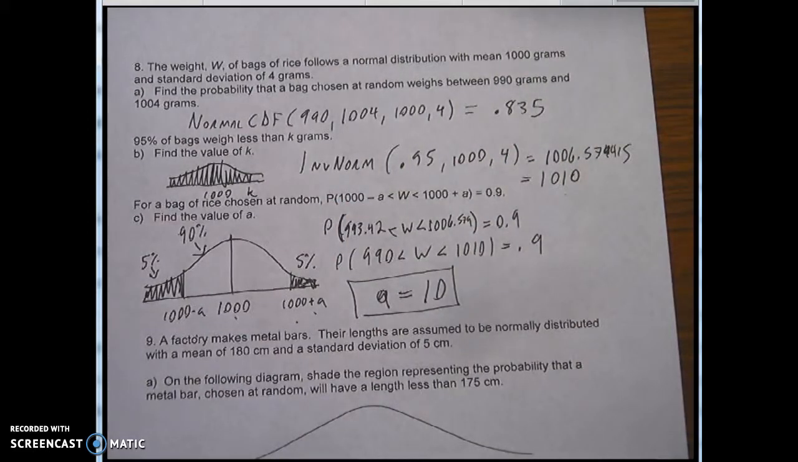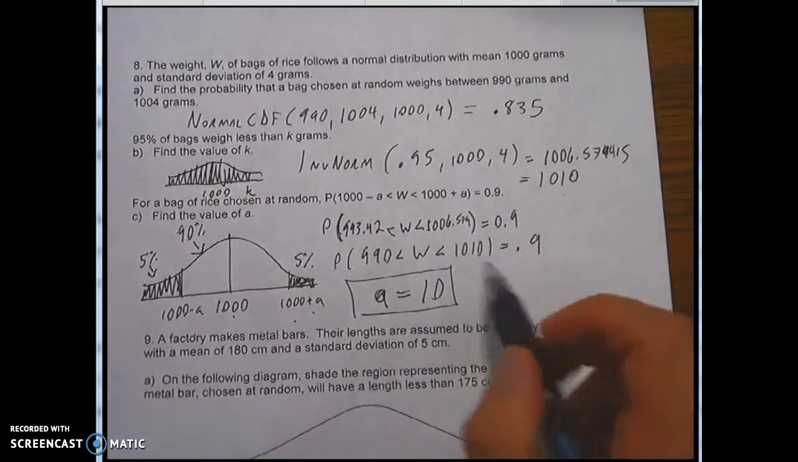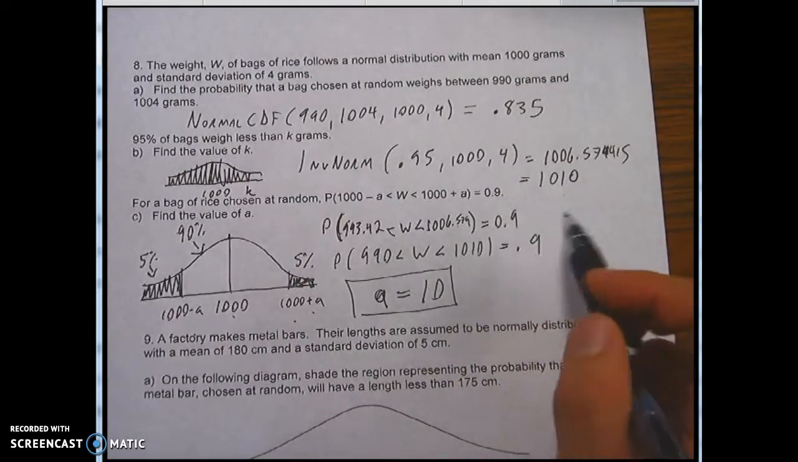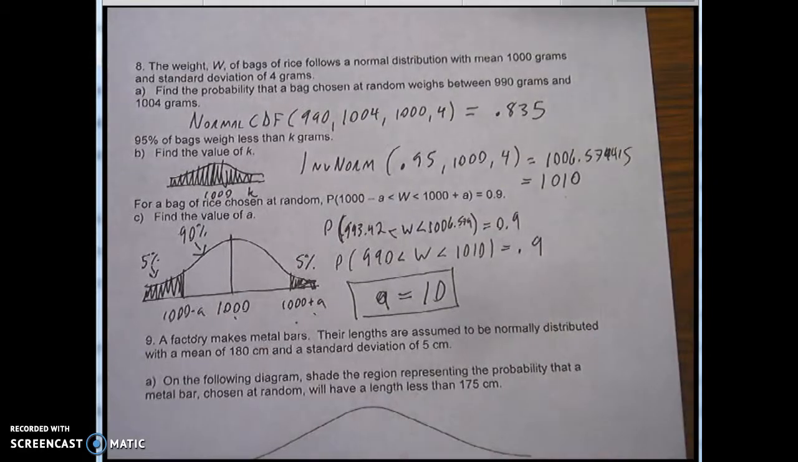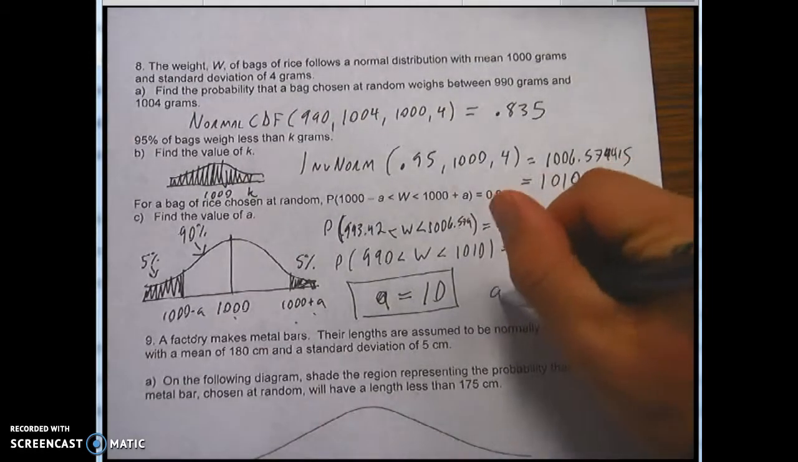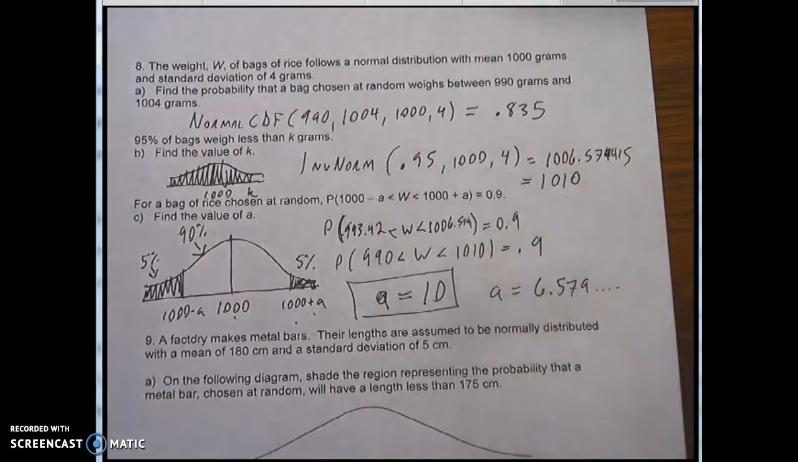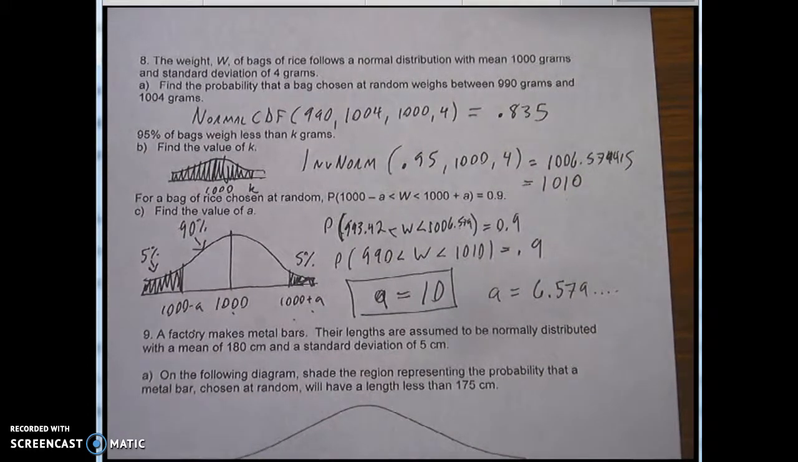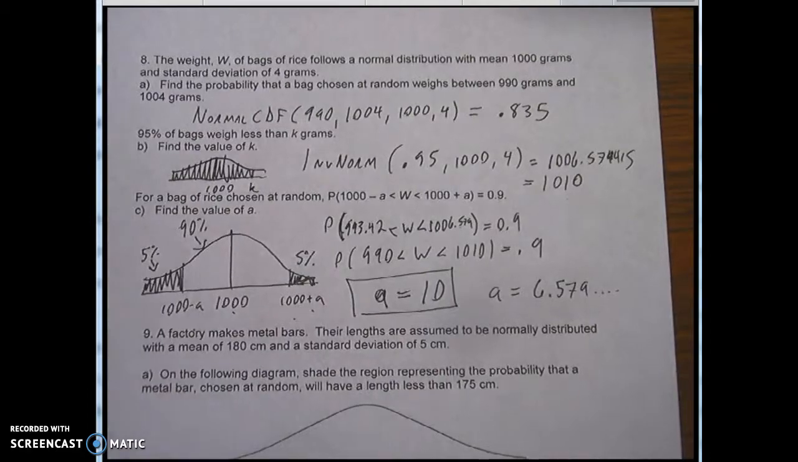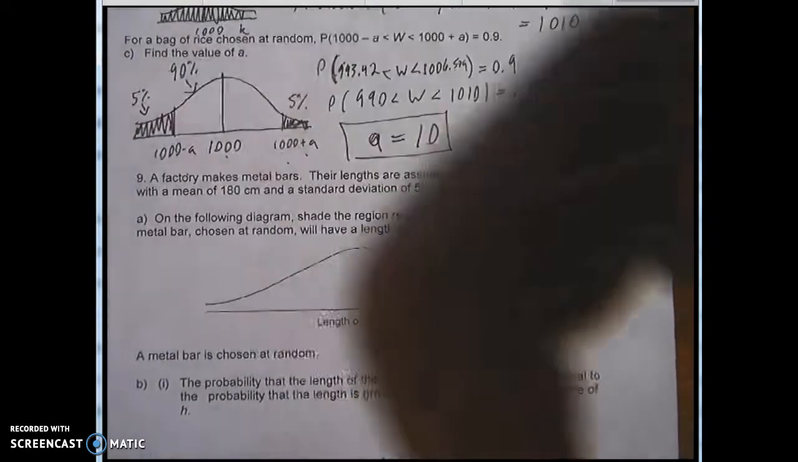Now, if you didn't round it, then you might put A is 6.579. It just depends on how you answered it. So it's either A equals 10 or A equals 6.579, like that. I've got time to do this last one, and then we'll be done.